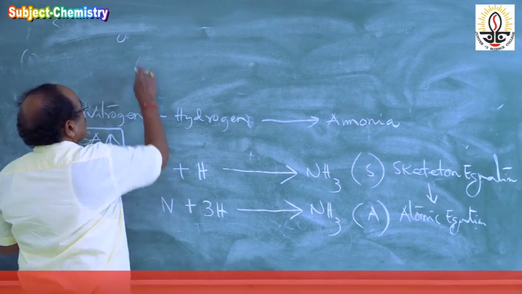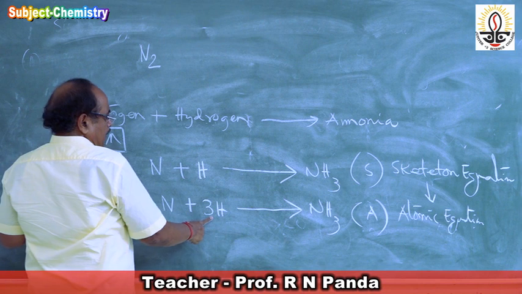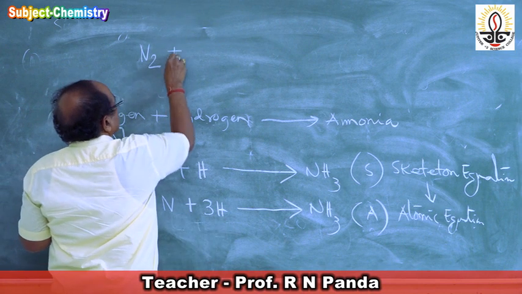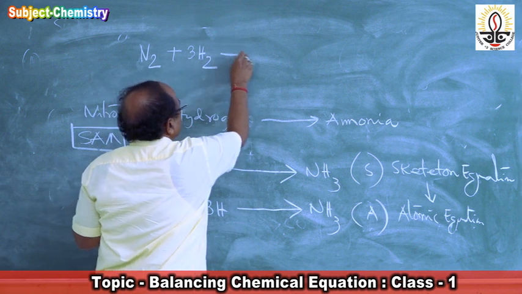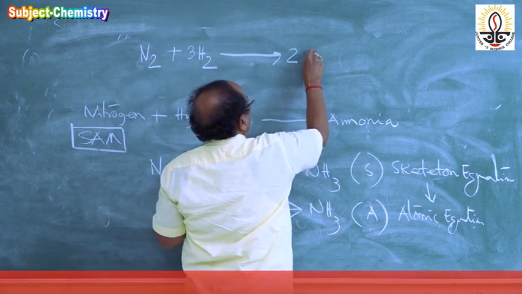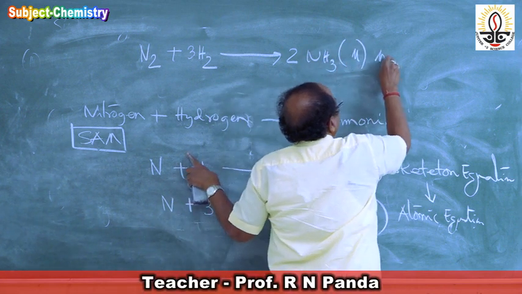So I will write this as a molecule. I will write 2, meaning I am multiplying this by 2. So since I increased it by 2, on this side I will write 2NH3. So this is my M, my molecular equation.